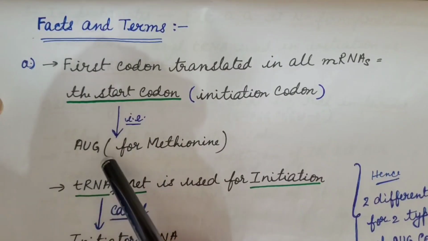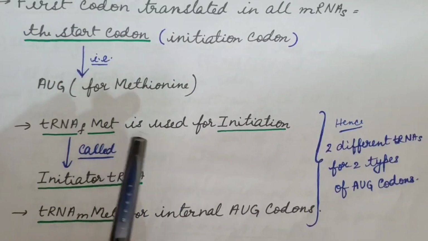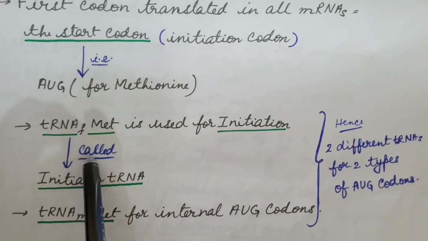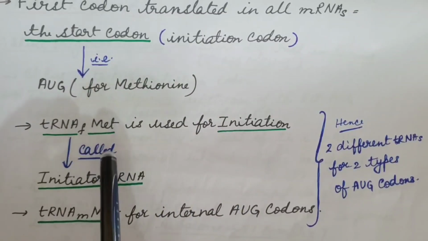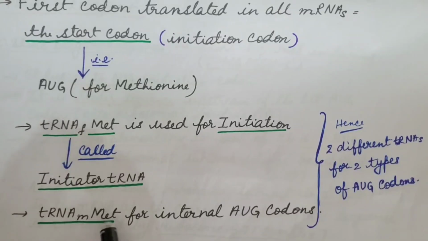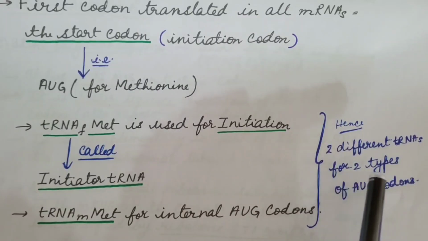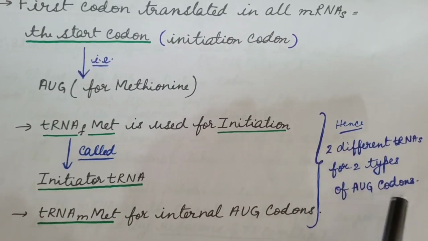That is AUG, which codes for methionine. Transfer RNA F-met is used for initiation, and this transfer RNA F-met is called initiator transfer RNA. Transfer RNA M-met is used for internal AUG codons. Hence, there are two different transfer RNAs for two types of AUG codons.